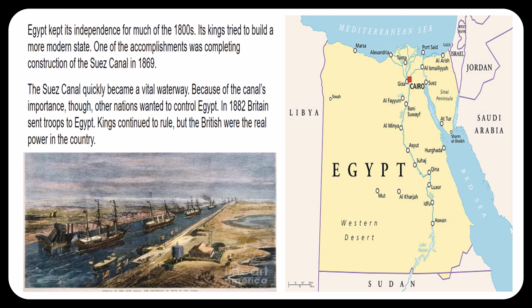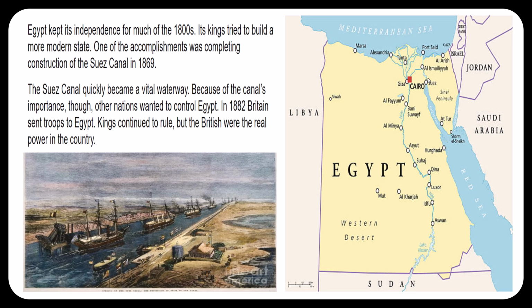Question number 7. Unlike many of its counterparts in North Africa, what was Egypt able to do for much of the 1800s? Keep its independence. Question number 8. What big transportation accomplishment did Egypt create in 1869? The finishing of the Suez Canal, pictured right there.